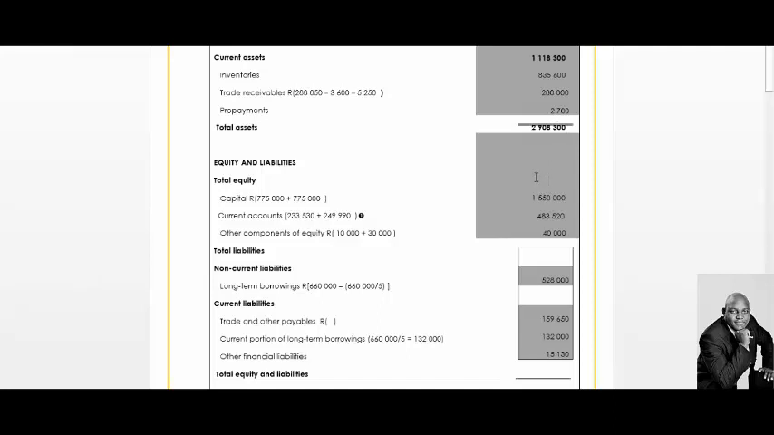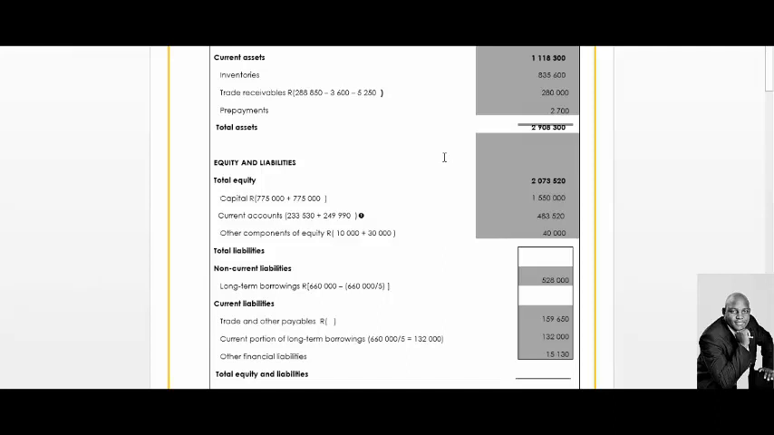Okay, the total for the total equity. Okay, that is 1,550,000 plus 483,520 plus 40,000. That gives me 2,073,520. Okay, so we get both of the totals.